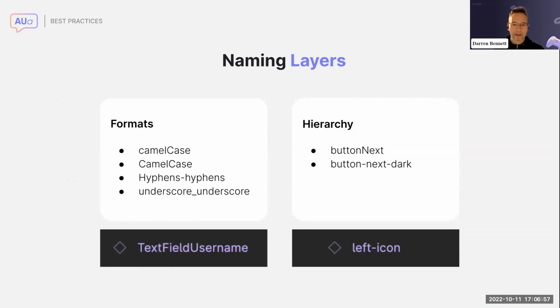Okay, a real bugbear of mine, this one, naming layers. It's really important to name layers anyway, but it's even more important to name layers when you're working in ProtoPie, because everything is driven by the name of the layer, especially when you're adding triggers and responses. You're always targeting a particular layer.